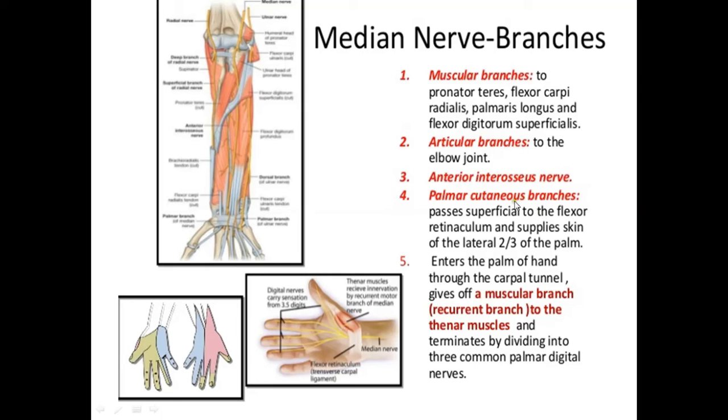It gives the palmar cutaneous branch that passes superficial to the flexor retinaculum and supplies the skin of the lateral two thirds of the palm. The nerve itself enters the palm through the carpal tunnel, and gives off the muscular recurrent branch to the thenar muscles. So it terminates by dividing into three common palmar digital nerves, as is visualized in this picture.